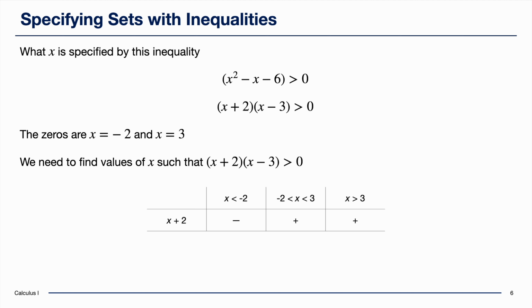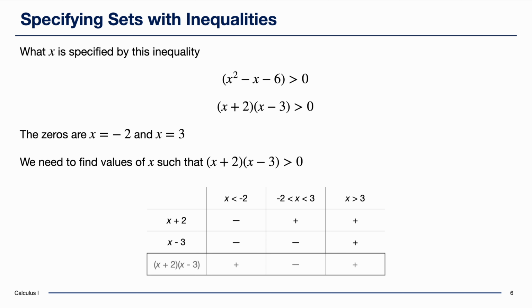So for example, when x is less than negative 2, x plus 2 will be negative. When x is between negative 2 and 3, x plus 2 will be positive, and when x is greater than 3, x plus 2 will be positive. When x is less than negative 2, x minus 3 will be negative. When x is between negative 2 and 3, x minus 3 will be negative. And when x is greater than 3, x minus 3 will be positive. So we can multiply the symbols in the column and get that x plus 2 times x minus 3 will be positive when x is less than negative 2, negative when x is between negative 2 and 3, and positive when x is greater than 3.